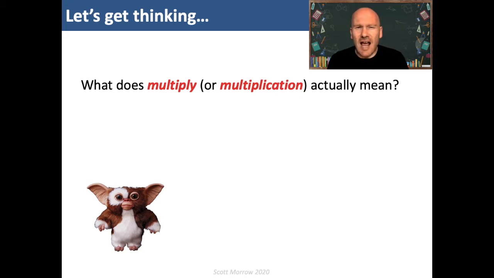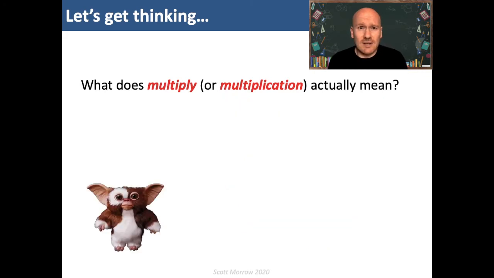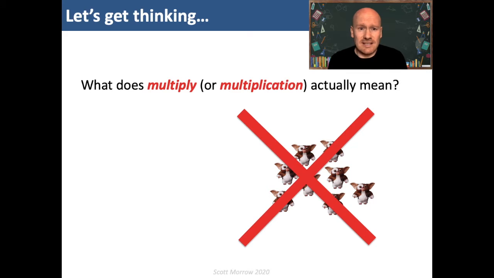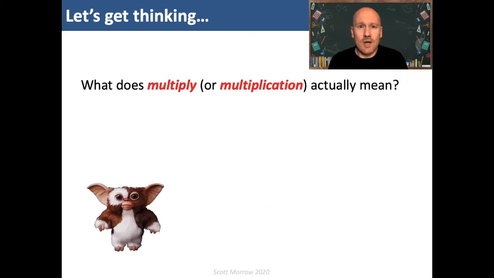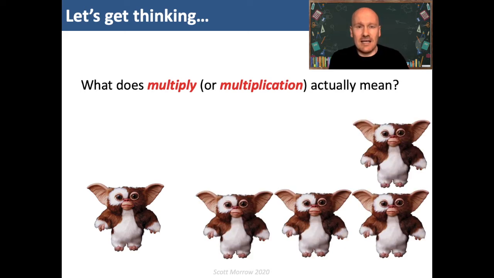So what actually happens to this mogwai when it multiplies? Does it get any bigger? No, it doesn't grow in size. Does it split into lots of little mogwais? No, it doesn't. It doesn't divide into smaller parts. What happens is it duplicates. We get exactly the same again and again and again. So when something multiplies, we get a duplicate.